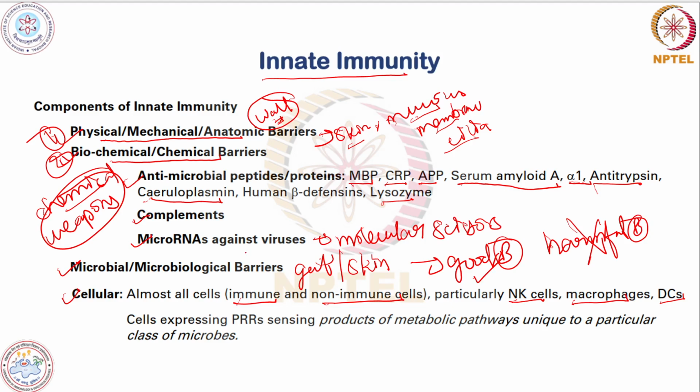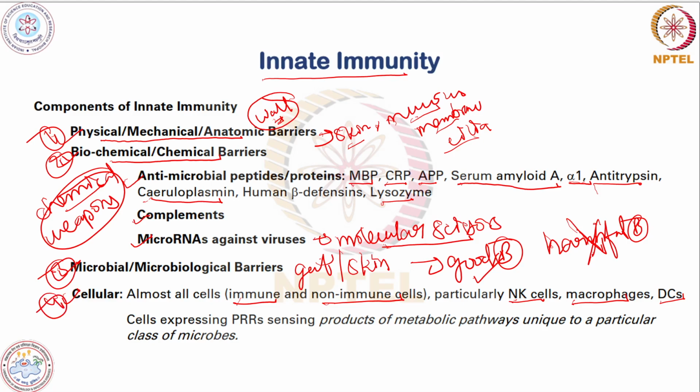The next type is microRNA. These microRNA act as molecular scissors because they stop the virus replication. So these are the molecular scissors. And the next, third one, is the microbial or microbiological barrier. That is the gut microbiota or the skin microbiota, which are the good bacteria of our body, and they kill the harmful bacteria in the body. They don't allow their growth and the spreading of the infection.